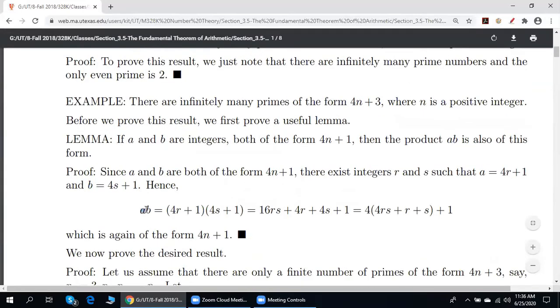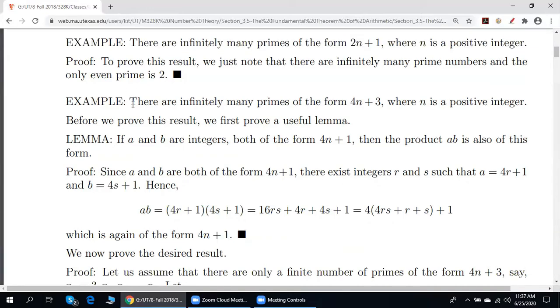Therefore, a times b is equal to this. Now let us expand parentheses and factor out 4 here. Done. Observe that the expression inside parentheses is an integer number. Therefore, ab is of the form 4n plus 1 again.